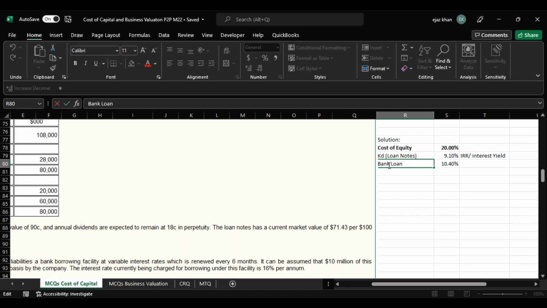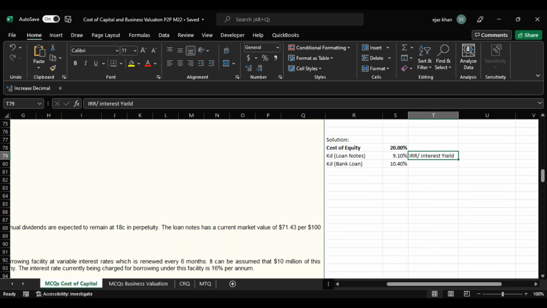So there are 3 sources for the company, and we have calculated the cost of each of the sources. Now comes the time when we have to convert it into the weighted average cost of capital. For that, we need values of these sources. Now, when it comes to values, we will either be picking up market values, or we will be picking up book values of these sources.